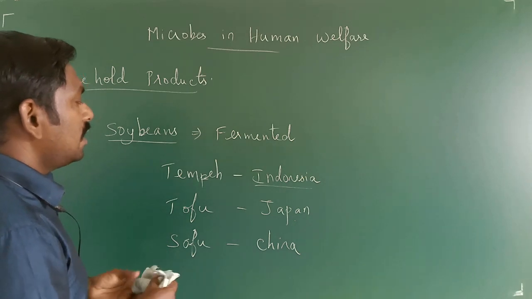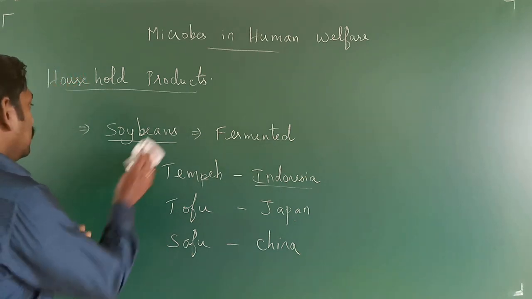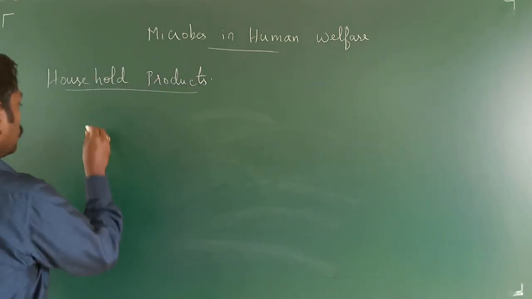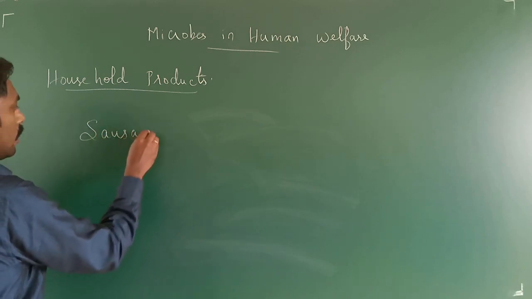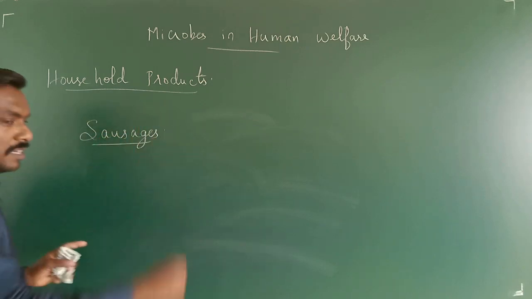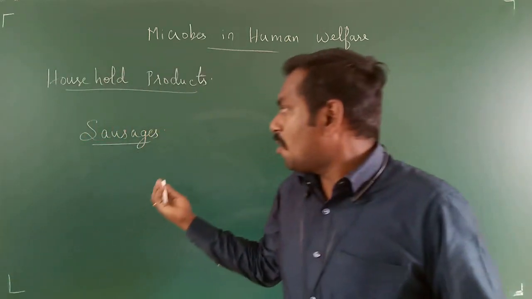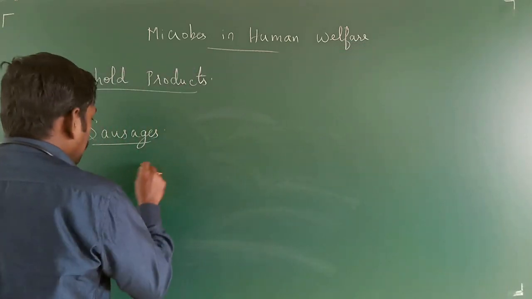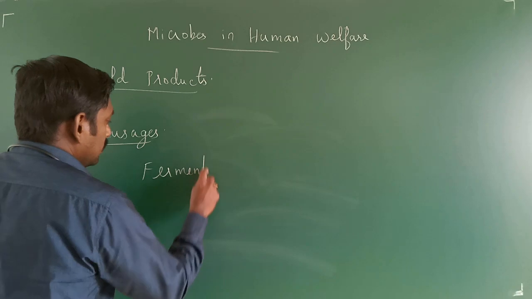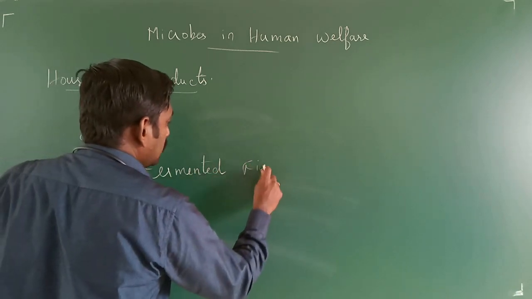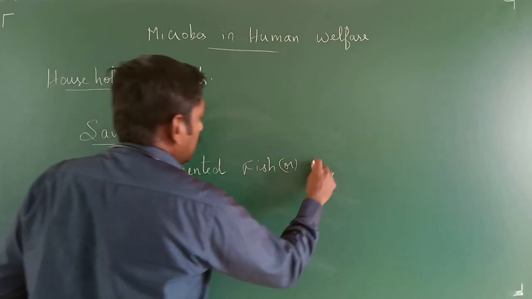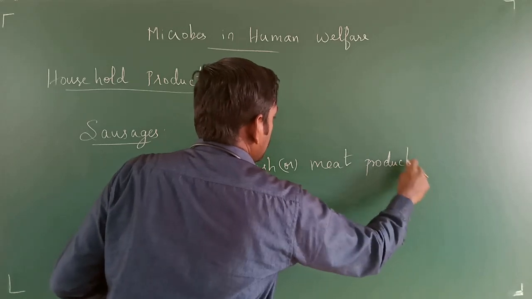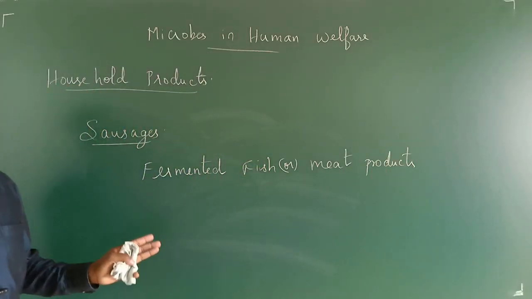Then you have the products called sausages. What are these sausages? These sausages are products made out of fermented meat or fish. These are the fermented fish or meat products.